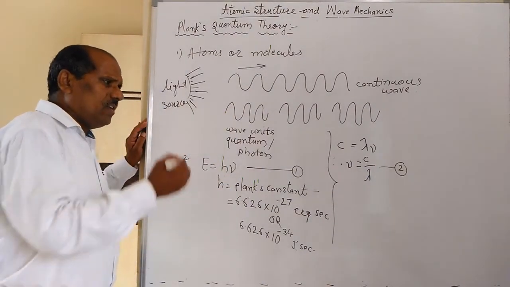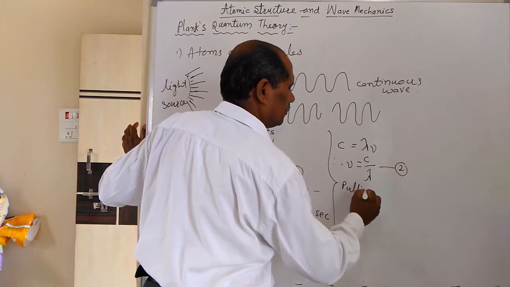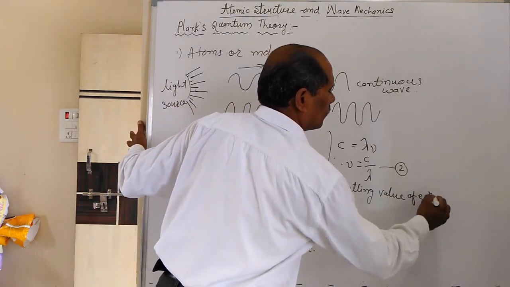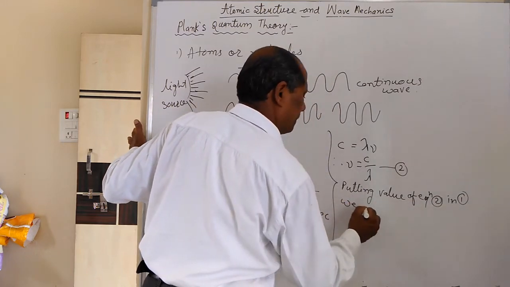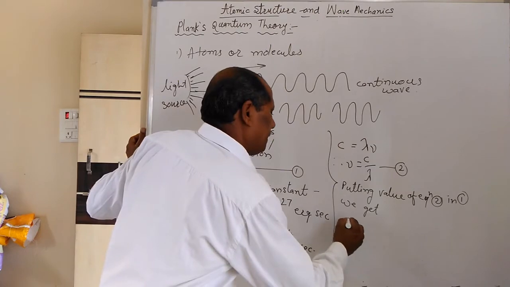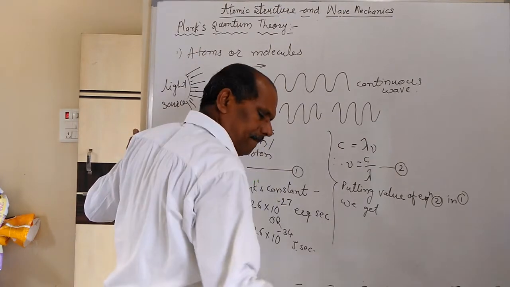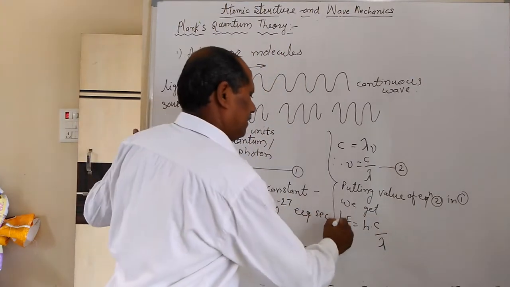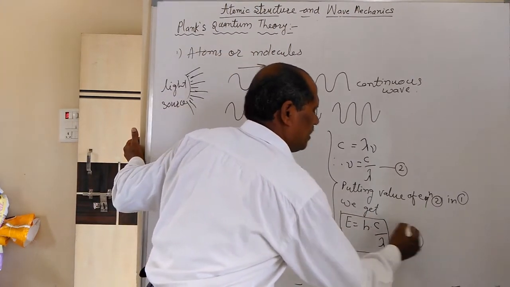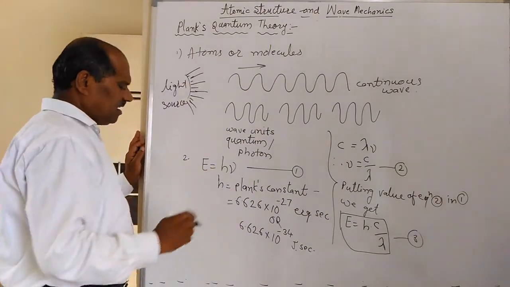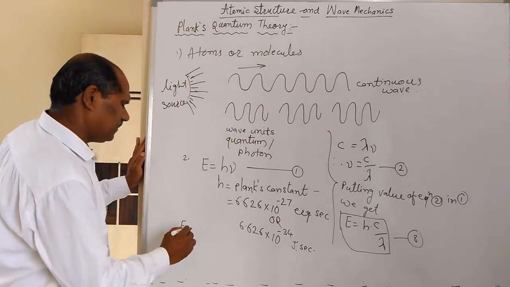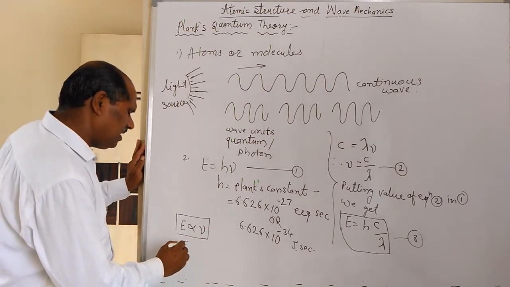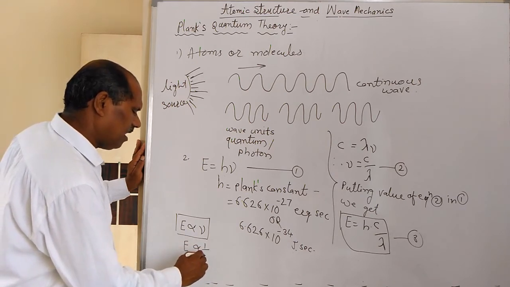By putting the value of equation 2 in 1, we get E is equal to h into C by lambda. This is equation third. From equation 1 and equation 3, it is clear that energy E of the photon is directly proportional to the frequency nu, and energy of the photon E is inversely proportional to the wavelength lambda.